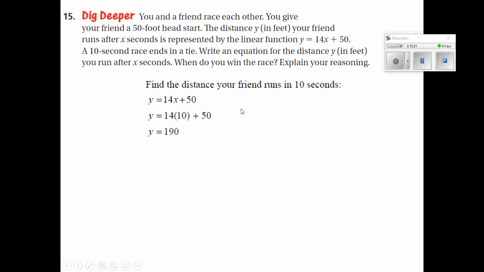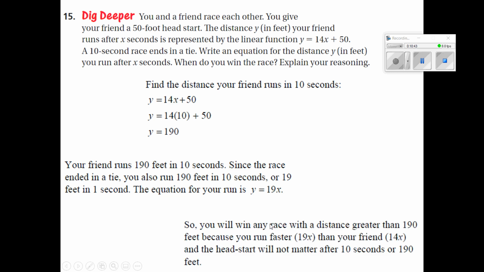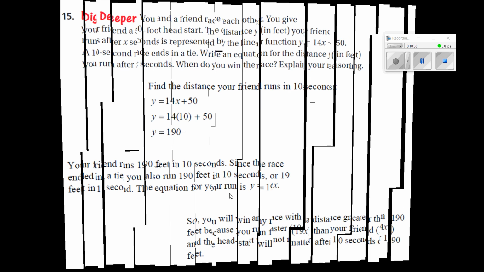So this is going to be find the distance. y equals 14x plus 50, y equals 14 times 10. That 10 is for 10 seconds. And then plus 50 equals 190. Your friend runs 190 feet in 10 seconds. Since the race ended in a tie, you also run 190 feet in 10 seconds. The equation is y equals 19x. So you will win the race with a distance greater than 190 feet because you're faster. But before that, your friend will win.